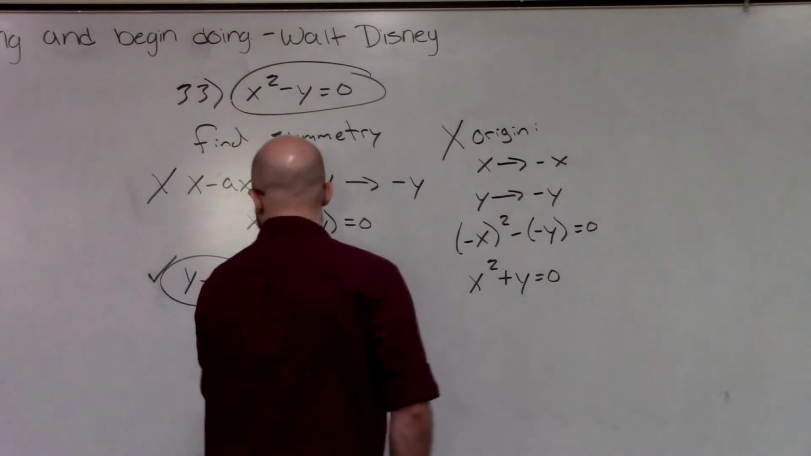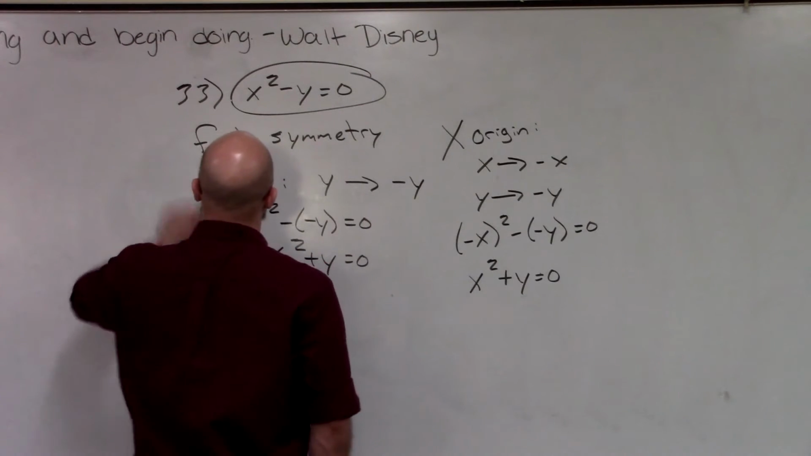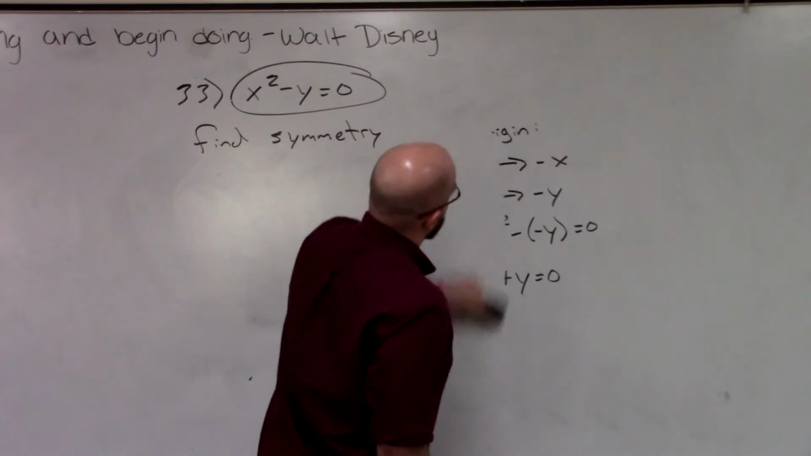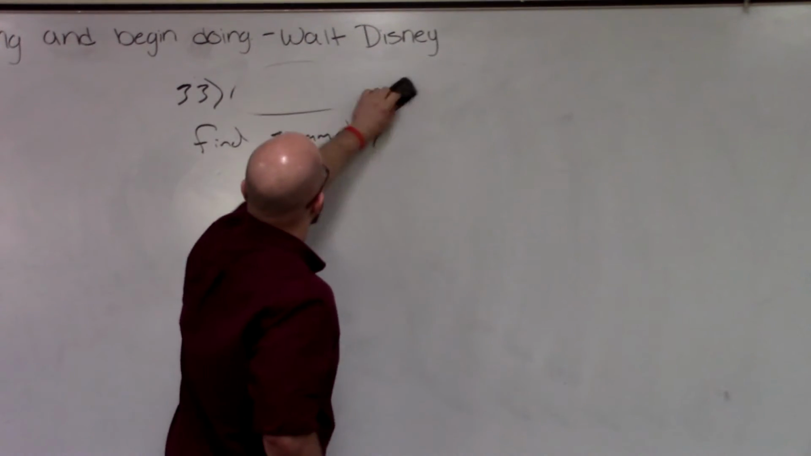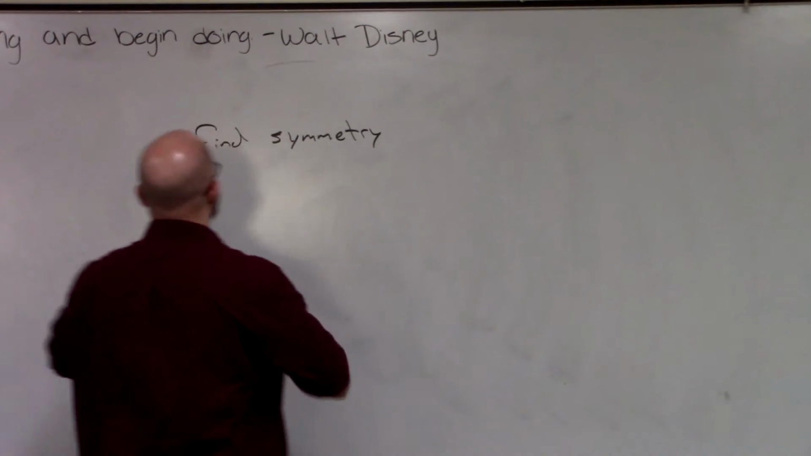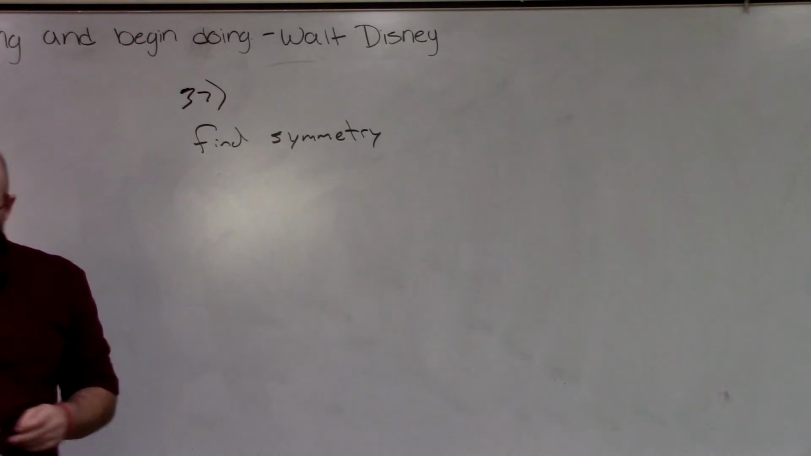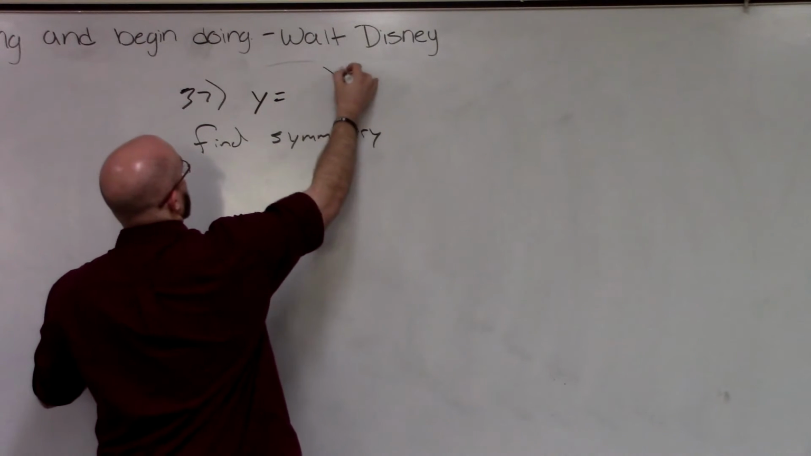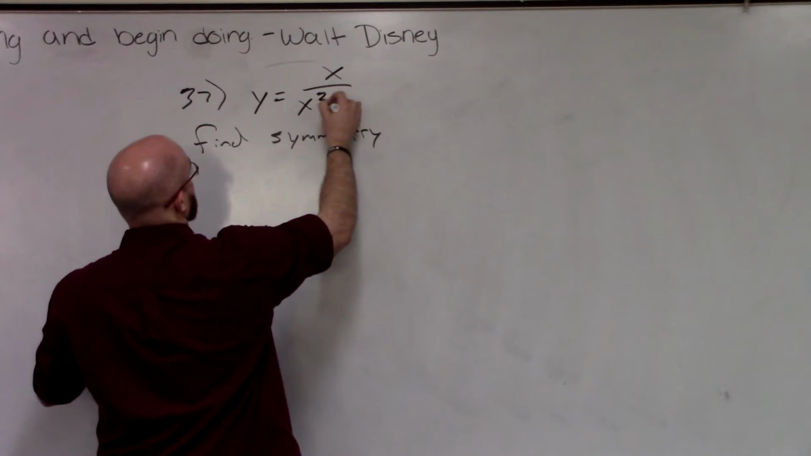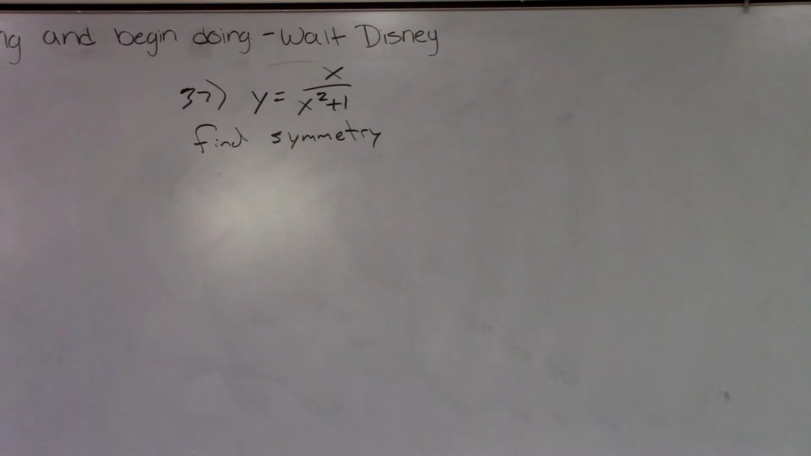37. So we're going to do 37. Again, if you're in my class, these are examples straight from the book. So it's y equals x squared plus 1. I think it's plus 1. It is. So let's do the same thing.